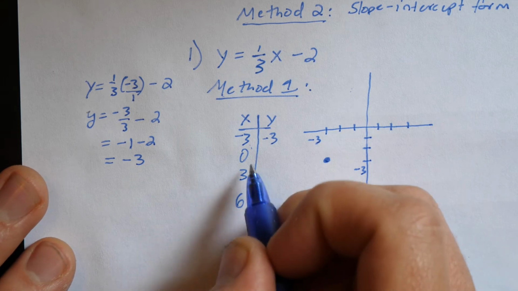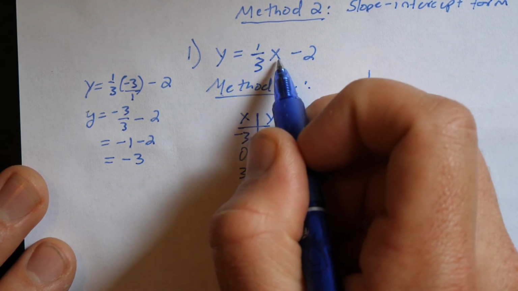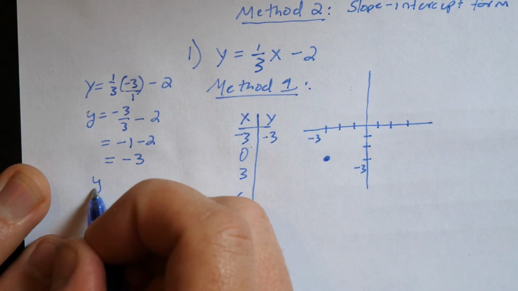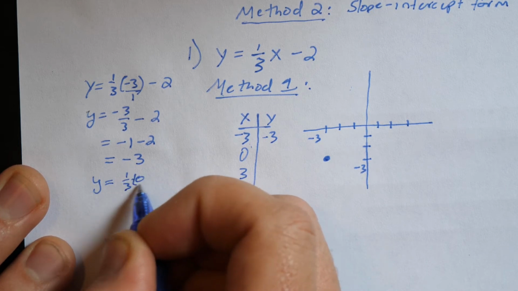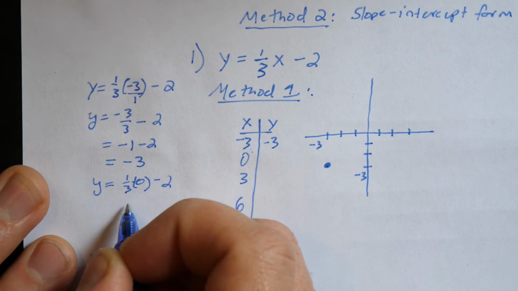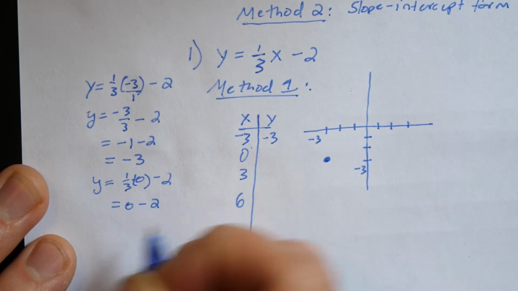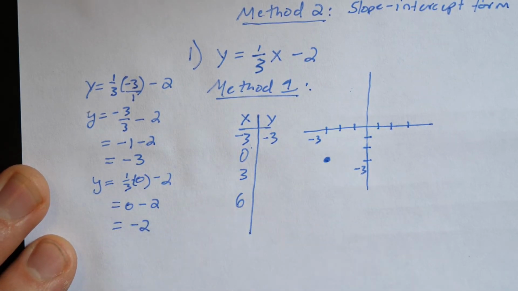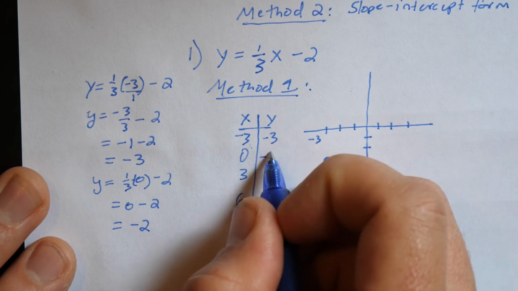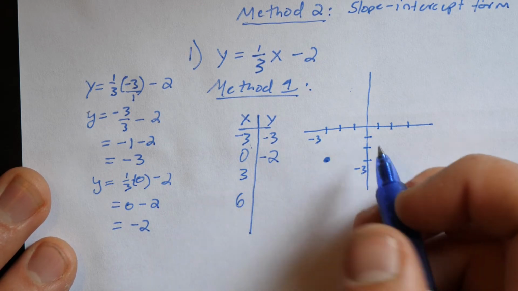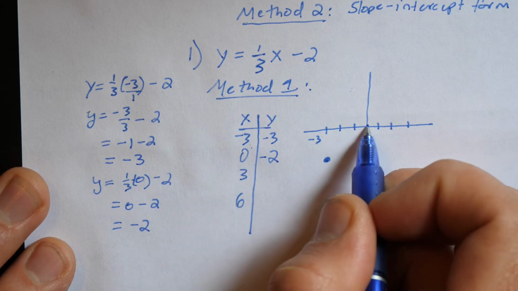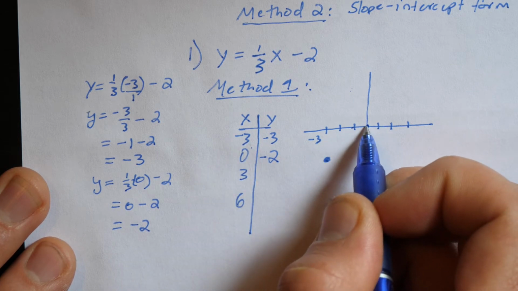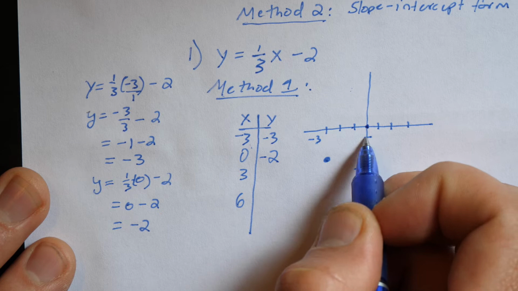Now if I plug in 0, anything times 0 is 0. So I'm going to get y equals 1/3 times 0 minus 2. So that's going to give me 0 minus 2, which is just negative 2. So right here, I'm going to get negative 2. So let's plot that point. 0 for the x, right? This is saying my x value. So I'm not going negative or positive. I'm staying at 0. And then I'm going to go negative 1, negative 2.